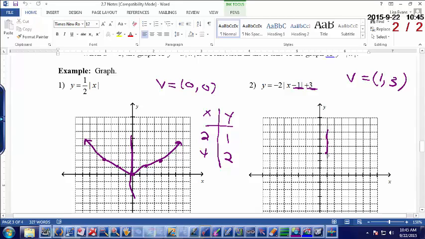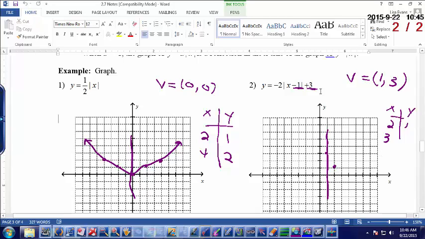Here's our axis of symmetry. Now I'm going to pick 2 X values that are to the right of this line. So I'm going to go ahead and pick 2 and 3. That's fine, 2 and 3. So let's go ahead and plug 2 in. So 2 minus 1 is 1. The absolute value of 1 is 1. Times negative 2 is negative 2. Plus 3 is positive 1. So I have (2, 1).